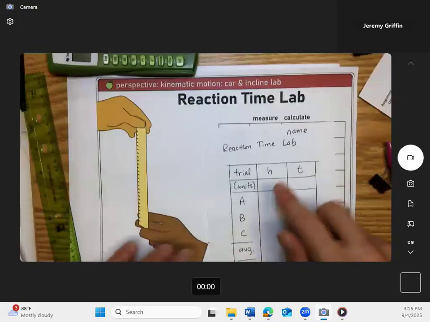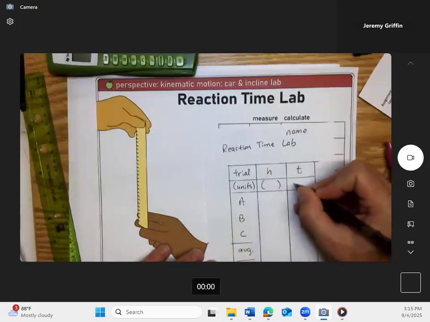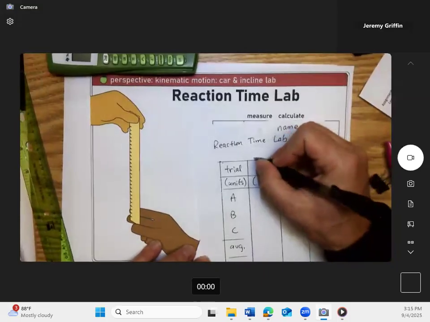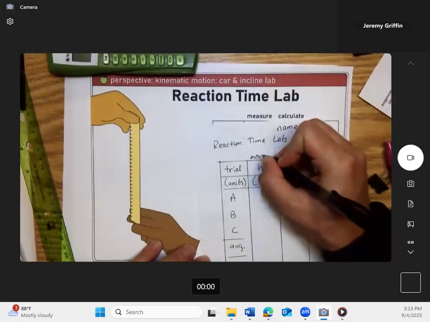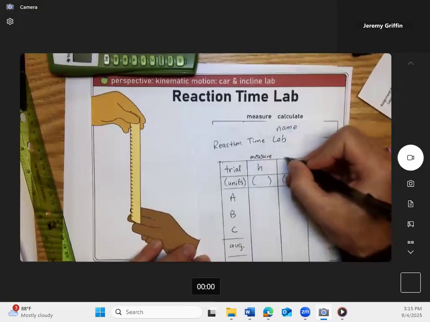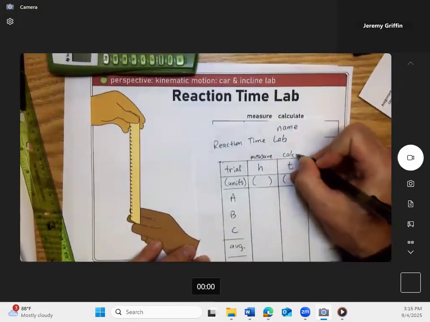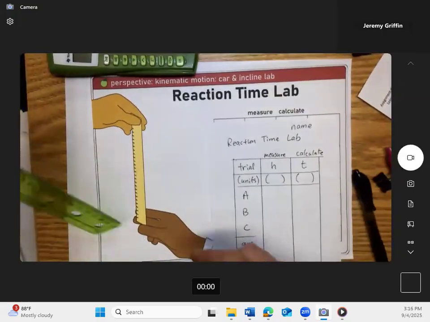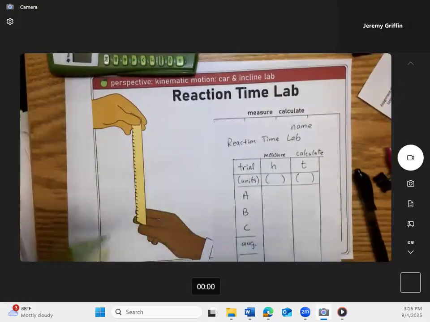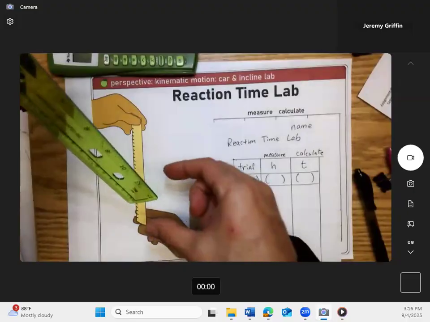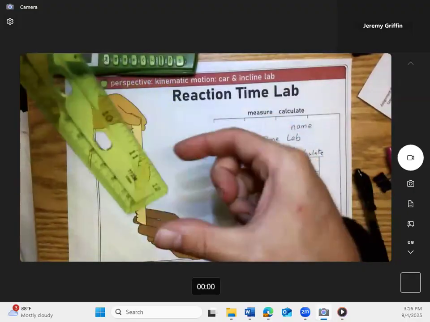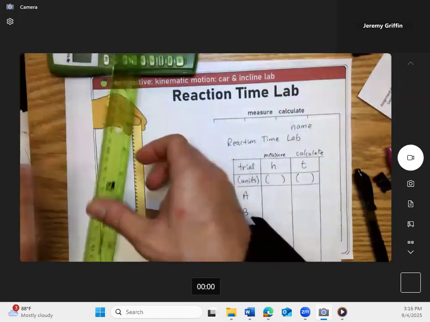Now, height is going to be in some units, and time is going to be in some units. I want to leave this to you guys, but the height you're going to measure just by dropping the ruler, and the time I want you to calculate. So you and a friend pair up. Let's say your friend's holding the ruler, and you have your fingers at the 0 centimeter mark. You see 0 centimeters here? Your friend drops the ruler. You catch it as fast as you can.